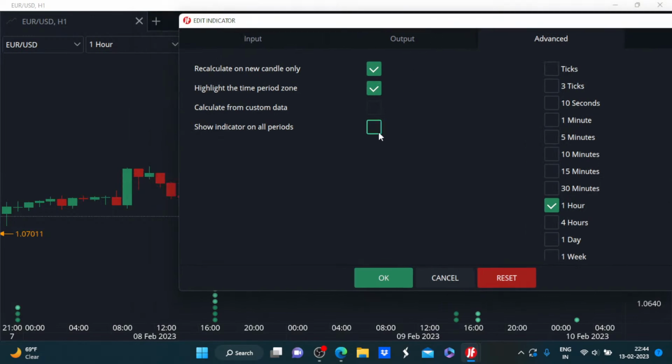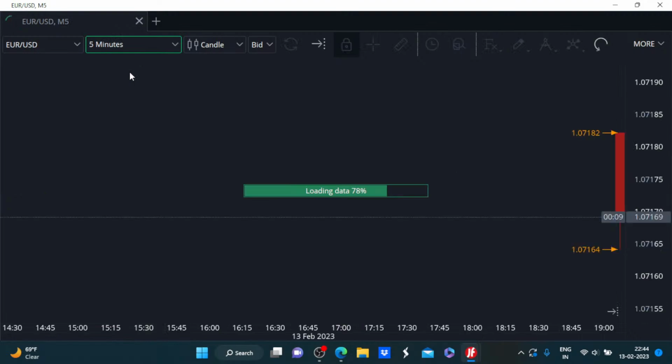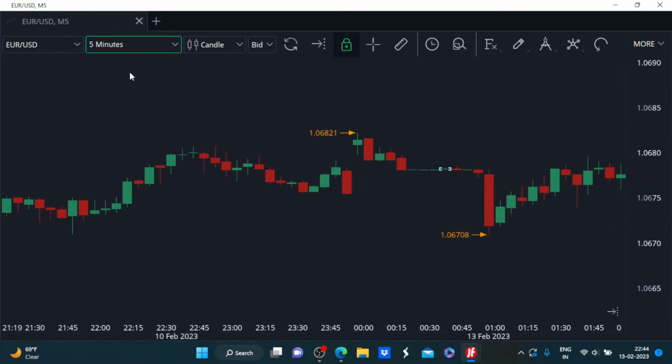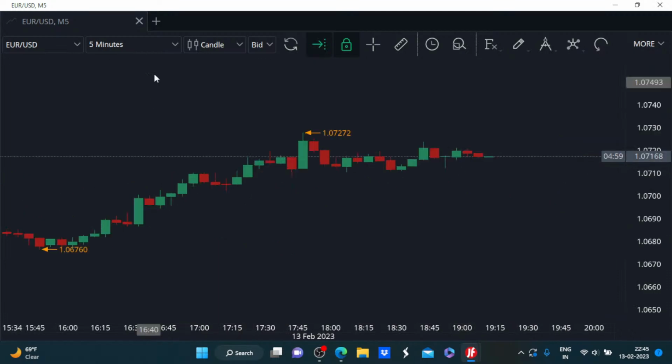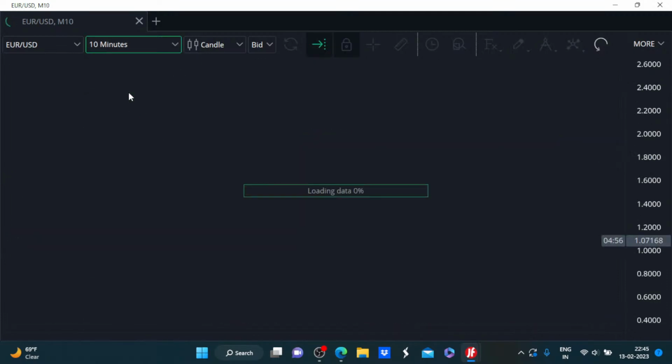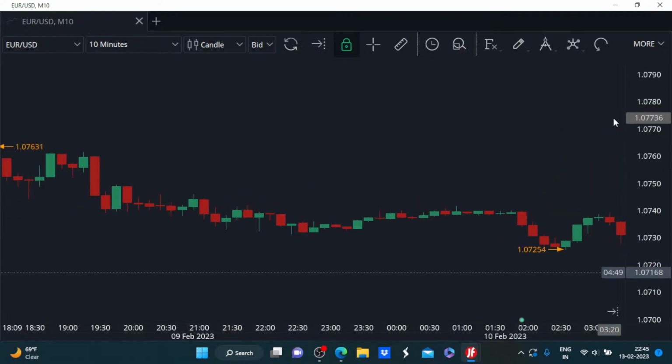So if you don't really want this indicator to be available on all the periods, if you have different indicators added on different time frames, you can specify on particular time frames it should be available. So now I have opted for hourly and 5 minutes. So only on these two time frames we will see the shooting star formation being recognized on the chart. In other times it will not be noted. So if I go for 10 minutes or any other candle period, you won't see the shooting star combination recognized on the chart by the platform.